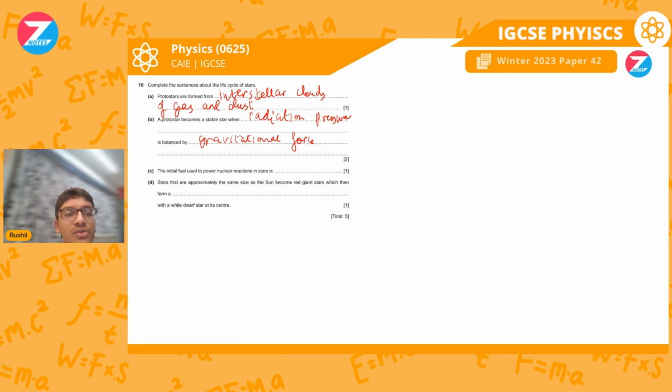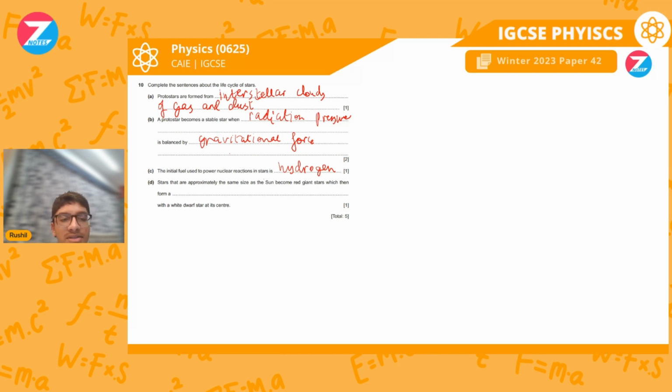The initial fuel used to power nuclear reactions in stars is hydrogen, because we know this is nuclear fusion, which happens inside stars like the sun to produce energy, where hydrogen nuclei fuse to form helium nuclei and release energy. Stars that are approximately the same size as the sun, so small stars like the sun, become red giant stars, which then form a dash with a white dwarf at its center.